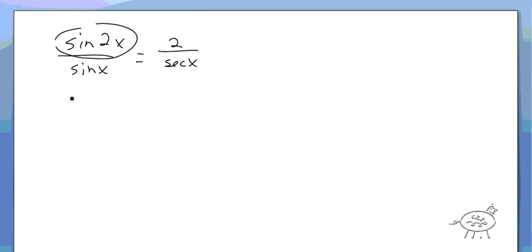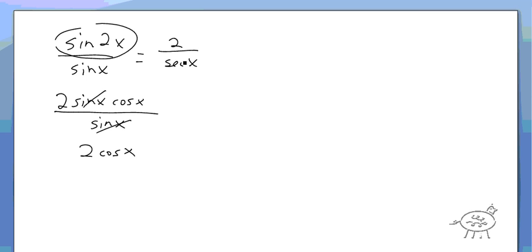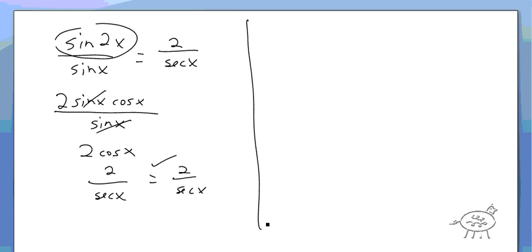So sine of 2x is 2 sine of x cosine of x over sine of x, and that cancels. So we have 2 cosine of x, which then of course is just the reciprocal function. I can write that as 2 over secant of x equals 2 over secant of x. So pretty easy. Okay, well, let's try another one here.